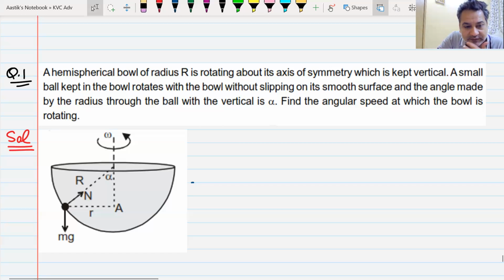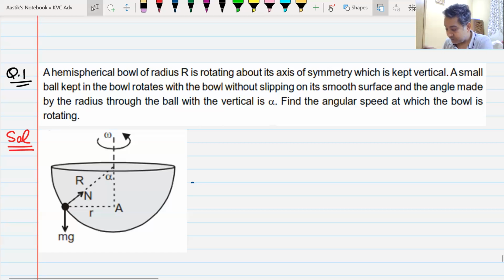It should not take so much time. The diagram is already given. The diagram is there, it should not take so much time. So I'll solve it for you.